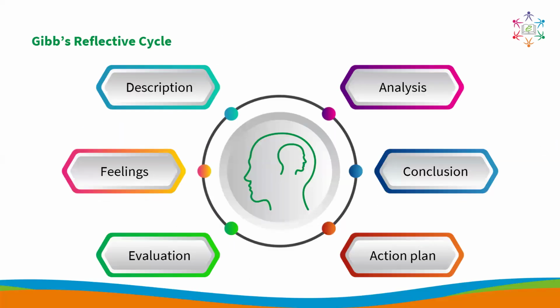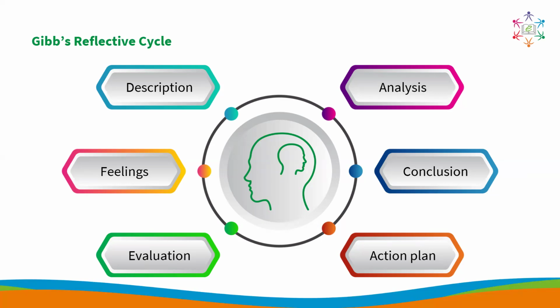Now let's move on to the next type of reflection, which is based on Gibbs' reflective cycle. So this is a step-by-step model that helps teachers and also others reflect deeply on an experience or a lesson. It breaks down reflection into 6 clear stages, making it easier to understand what worked well, what didn't, and how to improve. Now let's go through each stage of the Gibbs reflective cycle in detail.